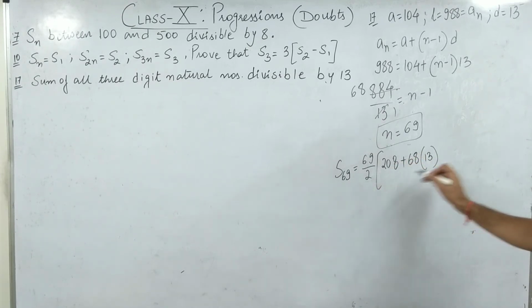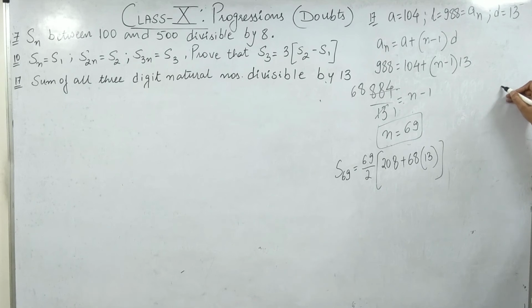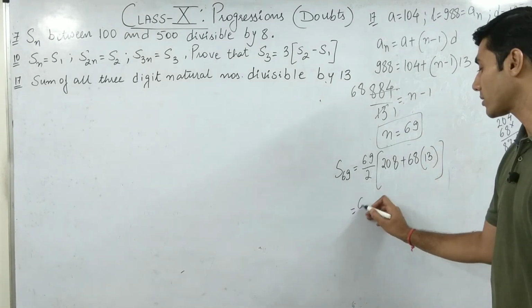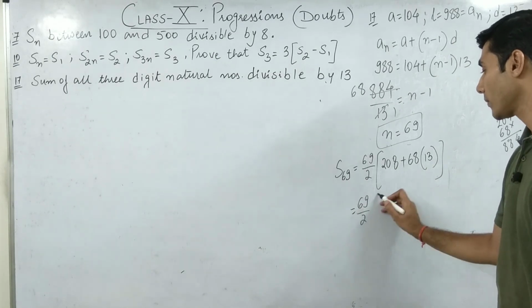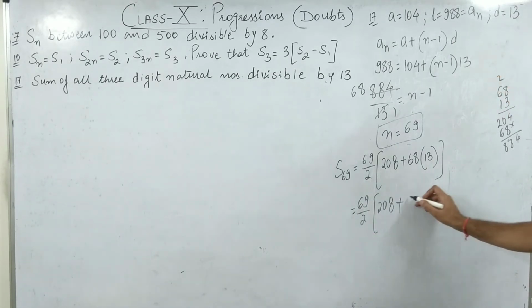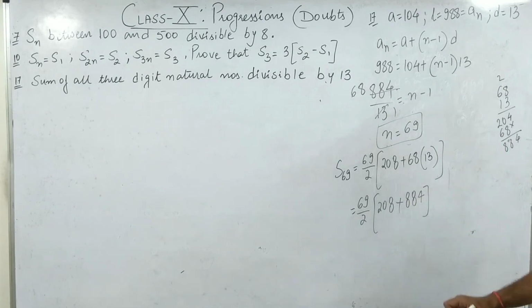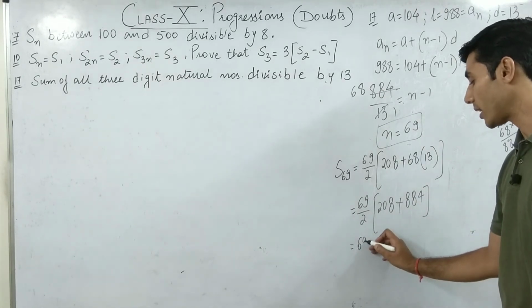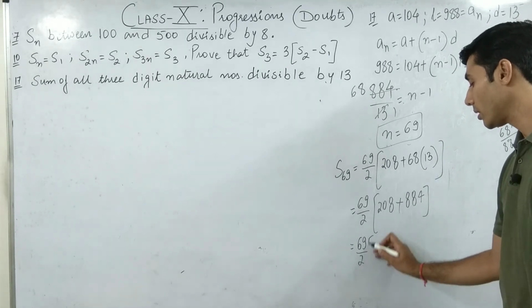So let's see 68 into 13 kitna hoga. 3 8s are 24, 4, 2, 2, 0, then 8, then 6, then 4, 8, 8. So it's 884. So it's 69 by 2, bracket 208 plus 884.